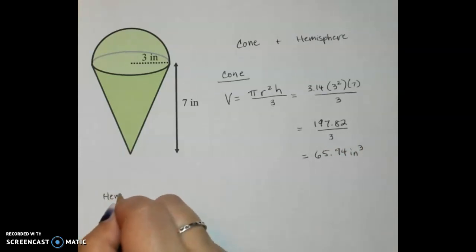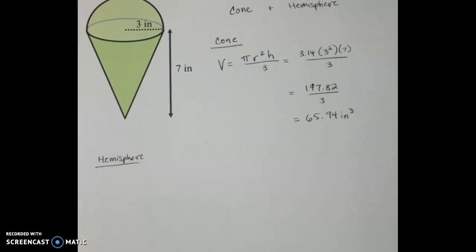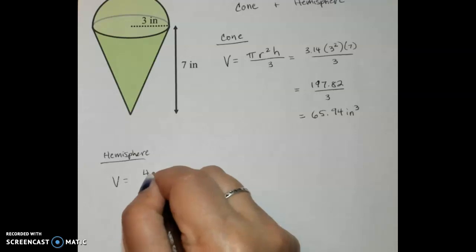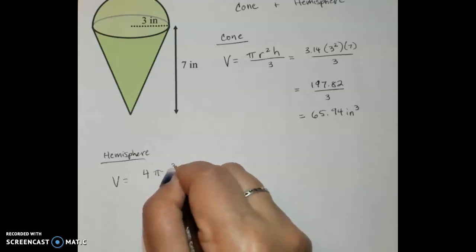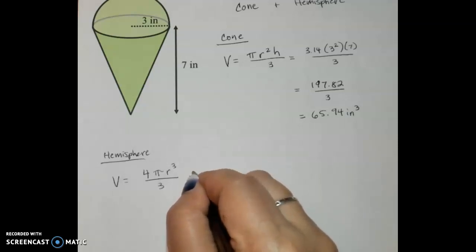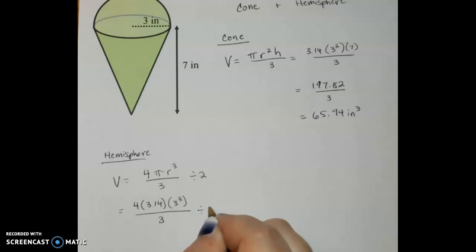All right, so there's the volume of my cone. Now let's go ahead and calculate the volume of our hemisphere. Now remember, for a hemisphere, we're going to do the volume as if it's a whole sphere, which our formula for that is 4 times pi times radius cubed divided by 3. And then once we have that volume, we're going to divide by 2 since it's only half of the sphere. All right, let's substitute in our values. We're going to have 4 times 3.14 times 3 cubed, all divided by 3. And then we'll divide by 2 when we're done.